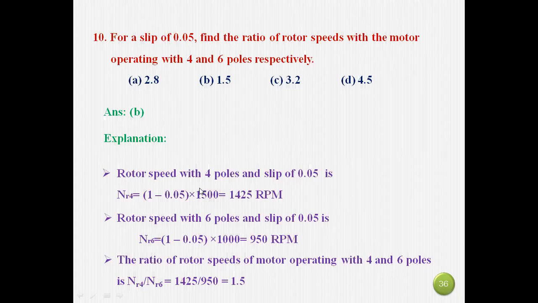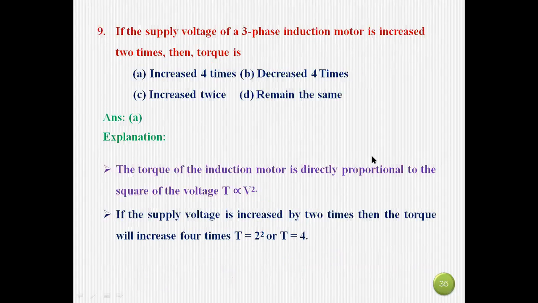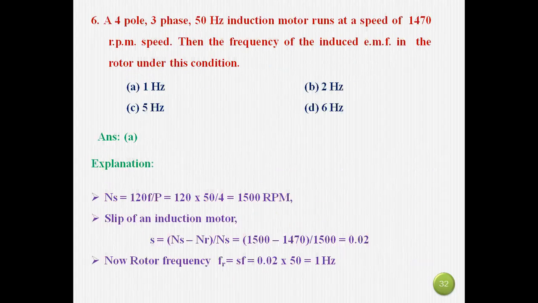Because we have the formula Fr. I will show you. We have the formula Fr equal to s into f. See this. So in that way, you can put the value of slip, you can put the value of frequency, so you will get the value of Fr. And after that, we have the formula for synchronous speed, 120 f upon P. If you solve, you will get 120 into 50 upon 4. You will get 1500 rpm.